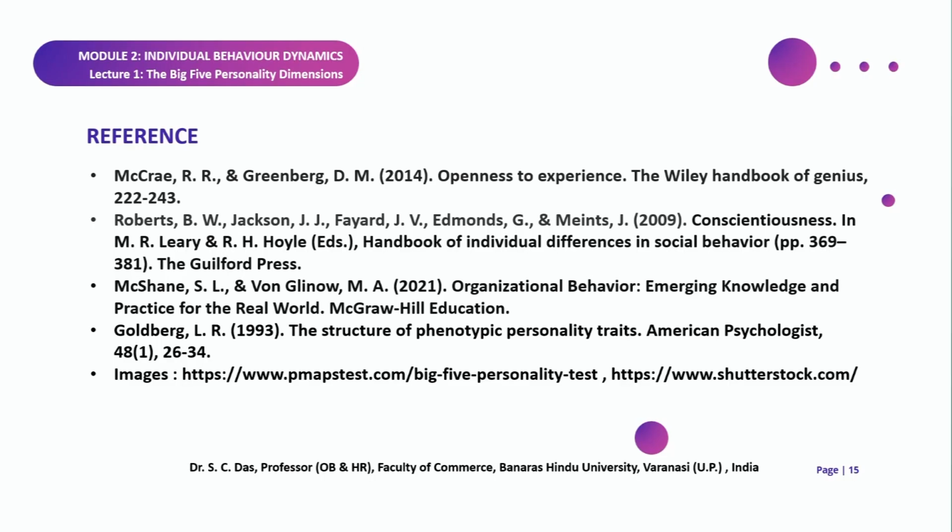Now see, some books I suggested to understand openness to experience: Greenberg's books, and Roberts, Jackson and others, 2009, on conscientiousness also you can study. And Glina and McShane, 2021, Organizational Behavior, you can see. Goldberg, 1993, The Structure of Phenotypic Personality Traits. I think these are some of the books I have suggested for your ready reference, for your in-depth study, deep learning. It is very much needed.